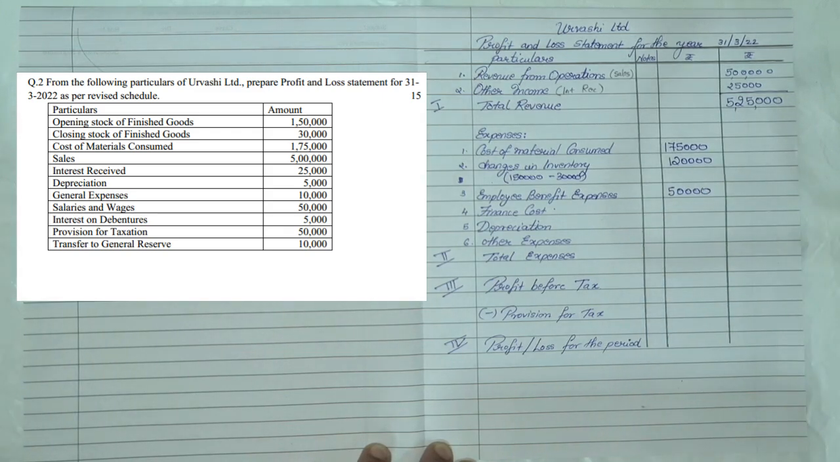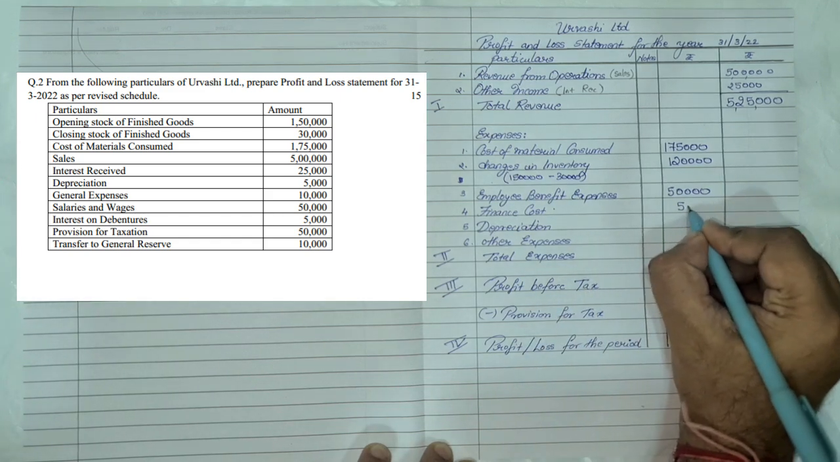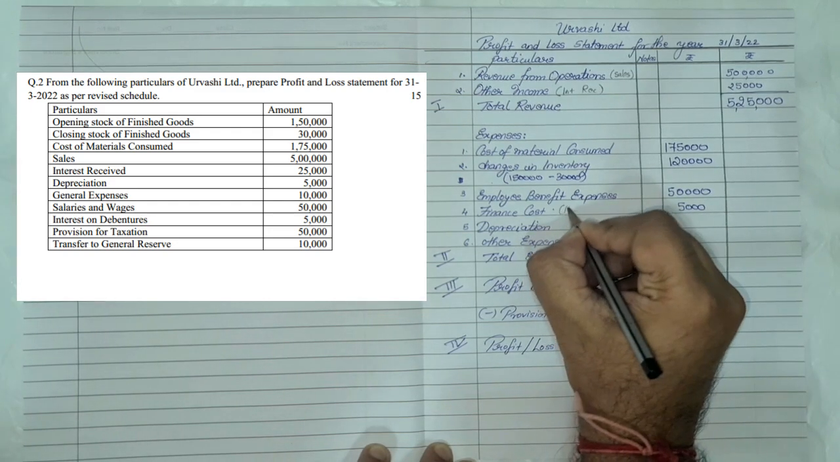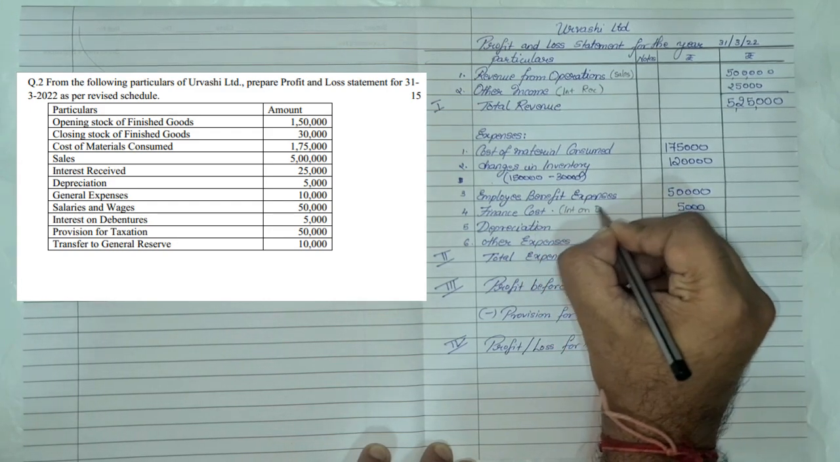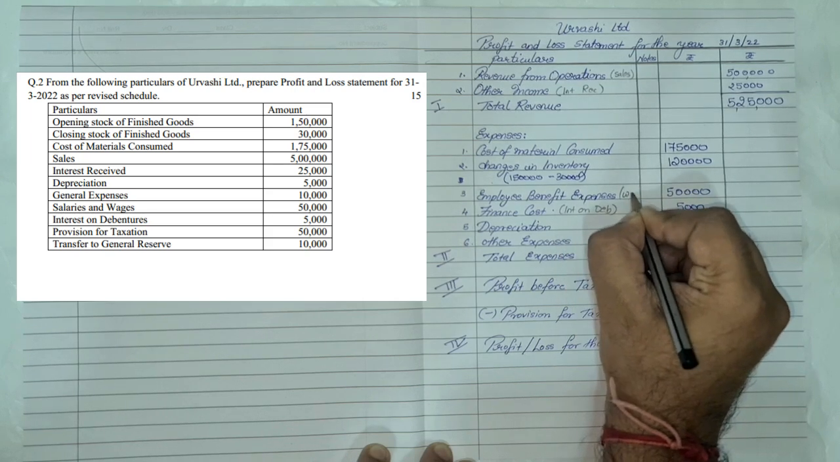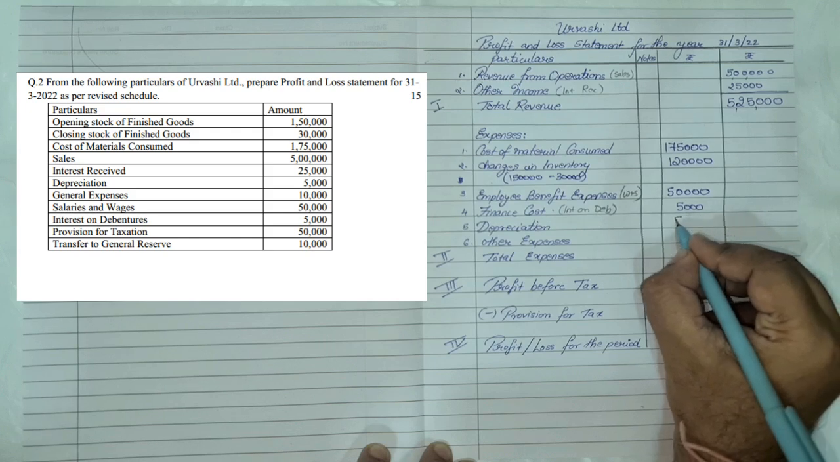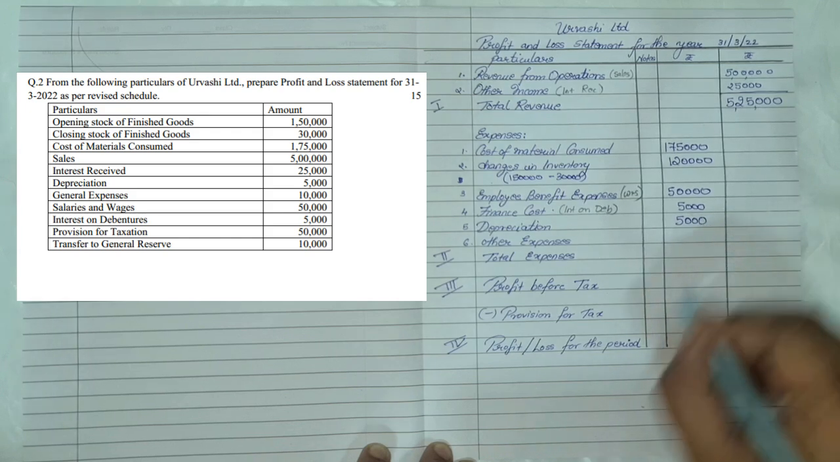Finance cost is all your interest-related costs. Interest on debenture is available, which is 5,000. Again, I'm showing here: here we have noted interest on debenture. This was wages and salary. Next, depreciation they are giving you. There is depreciation of again 5,000, directly given in the question. We note that down.